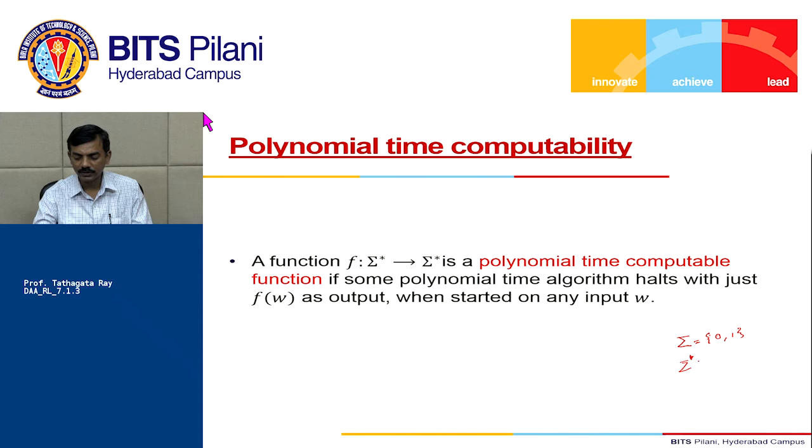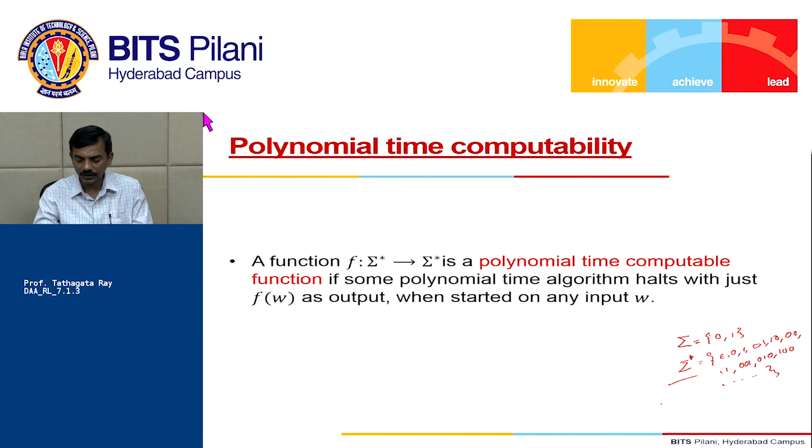So sigma star is essentially the empty string, then 0, then 1. The empty string is denoted by epsilon, then 0 1, 1 0 0 0 1 1 0 0 1 0 1 0 1 0 0 and so on. You keep on doing it forever. That's called sigma star, all possible strings you can form with 0 and 1. So what is this function?